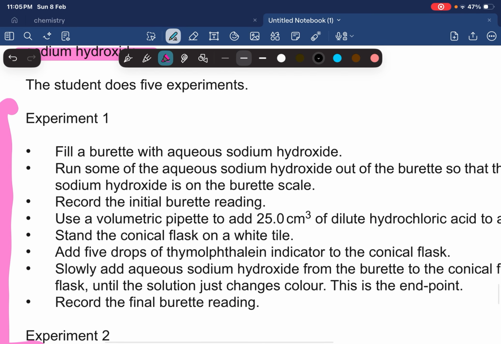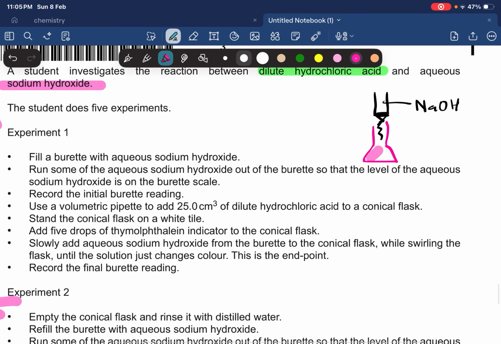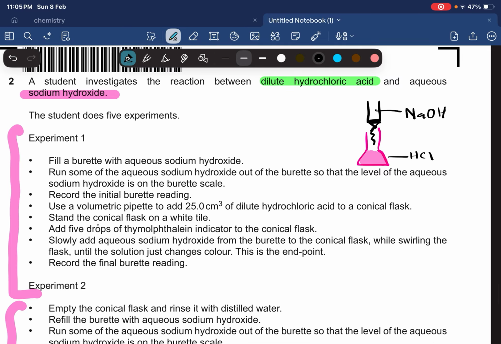In the conical flask, we have our HCl. Record the initial burette reading. Okay, stand the conical flask on a white tile. Why do we use a white tile? So that we can clearly observe the color change of the indicator. Add 5 drops of thymolphthalein. Thymolphthalein indicator is going to be colorless in acid and blue in alkali. Please don't mess this up.